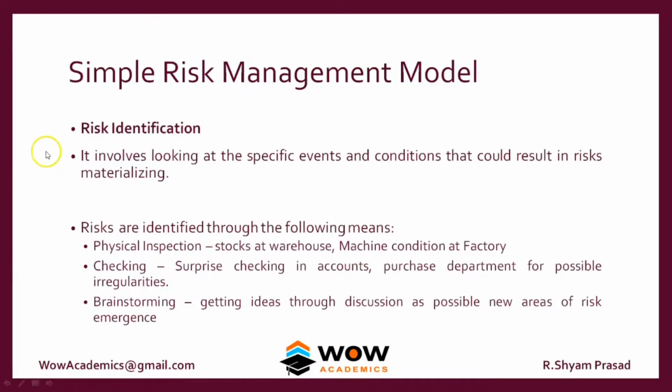So we'll start with the first step, called risk identification. How do we know what the various kinds of risks in our company are? You can find out through physical inspection. You can look at the stocks at the warehouse, machine conditions at the factory. Surprise checking in the accounts and purchase departments can reveal some kind of problem. Brainstorming is thinking and discussing with colleagues about the various kinds of problems that can emerge in a company.